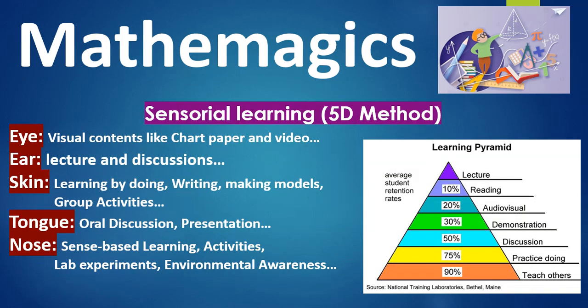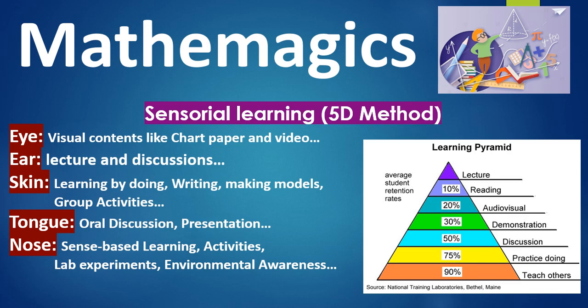So now, dear friends, the most important thing is sensorial learning. We are going to use all the senses of our body, that is eyes, ears, skin, tongue, and nose. With the help of the eyes, that is chart paper preparation or video, students will get to know the concept. Second, students who are auditory learners can understand from the lecture and discussion.